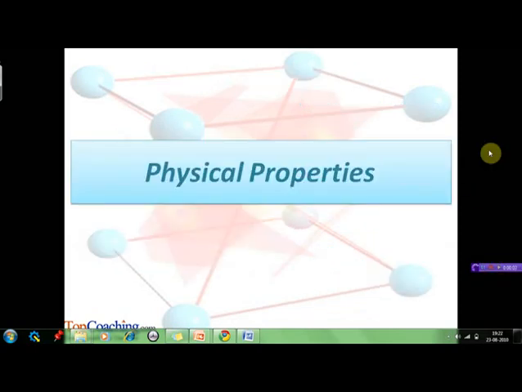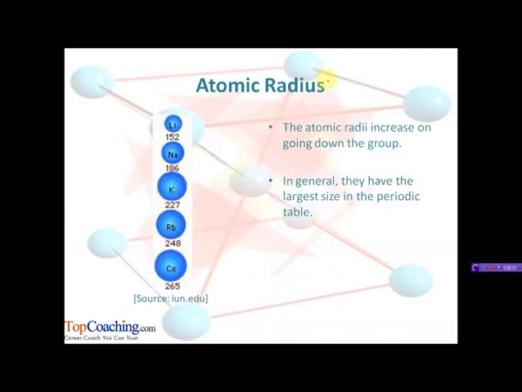So let us first discuss the physical properties exhibited by alkali metals one by one. The first physical property that we are going to discuss is the atomic radius. If you look at the figure, the numbers displayed below each element are the value of their atomic radius in terms of picometer. We can see that the atomic radii are increasing as we move from top towards the bottom in the group. Lithium is the smallest, whereas cesium is the largest.